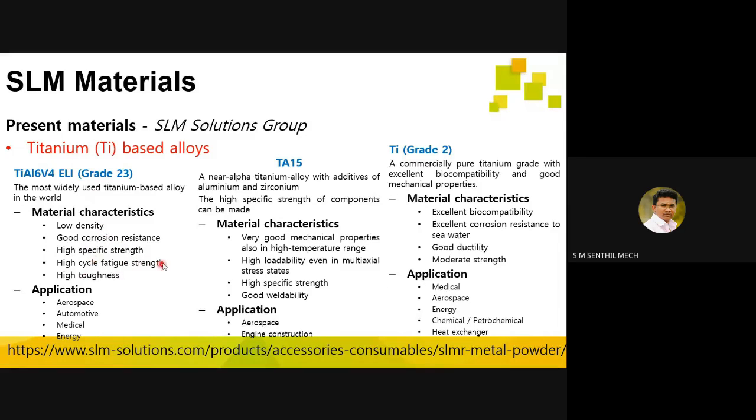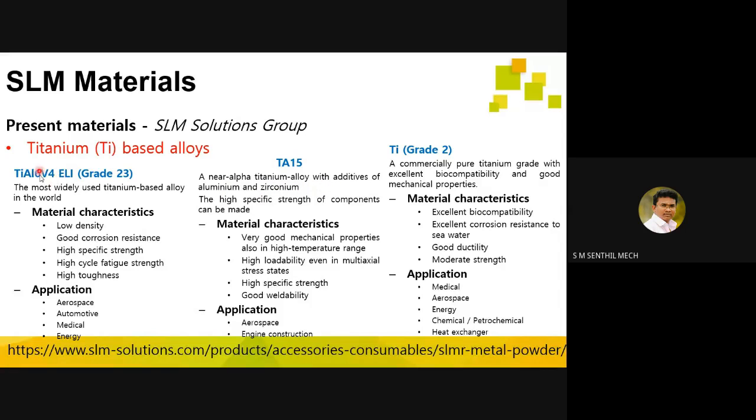So this is one of the main material characteristics which will be finding its application in aerospace and automotive. And of course, since you are using titanium, you can use it for medical applications as well. Okay, right. Next is TA15, which is a titanium alloy with additives of aluminum and zirconium.